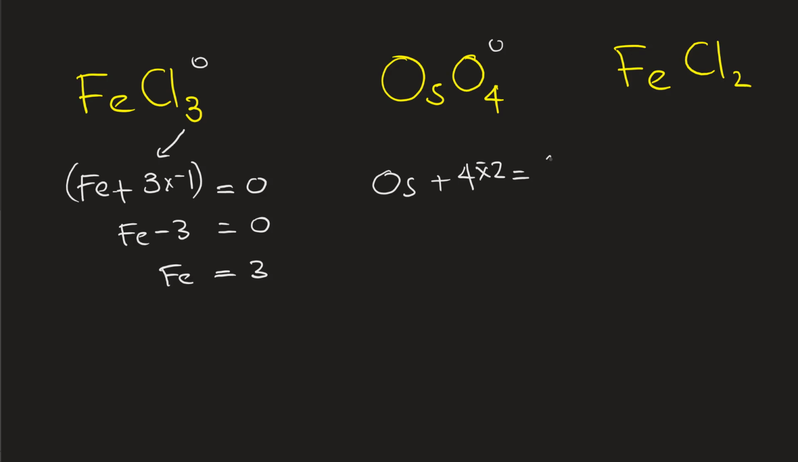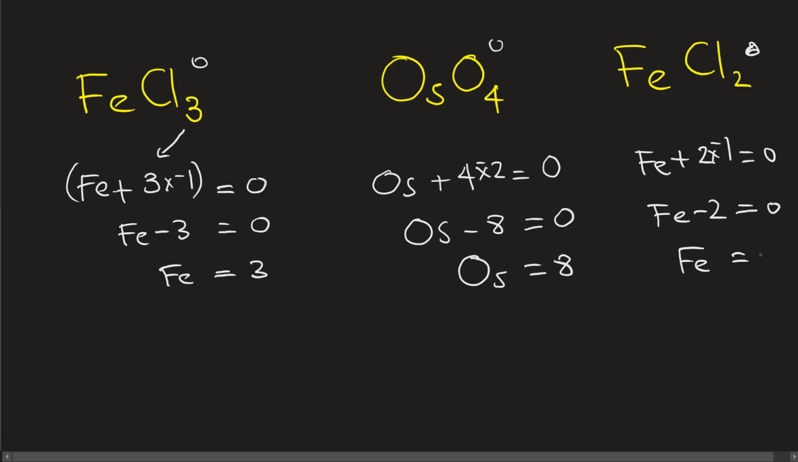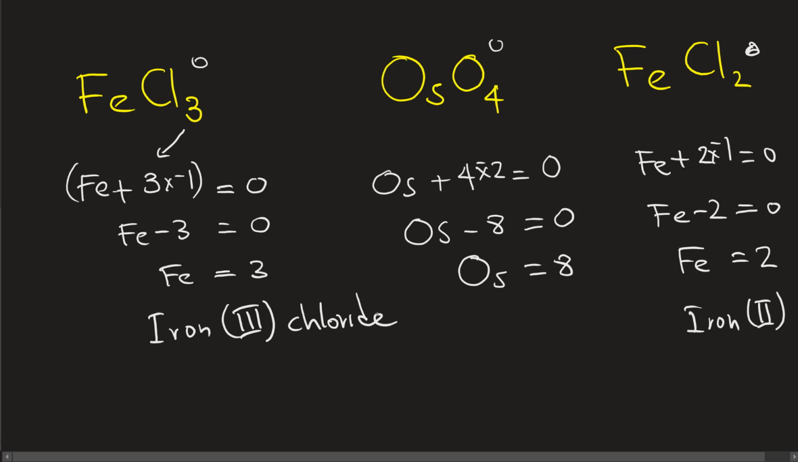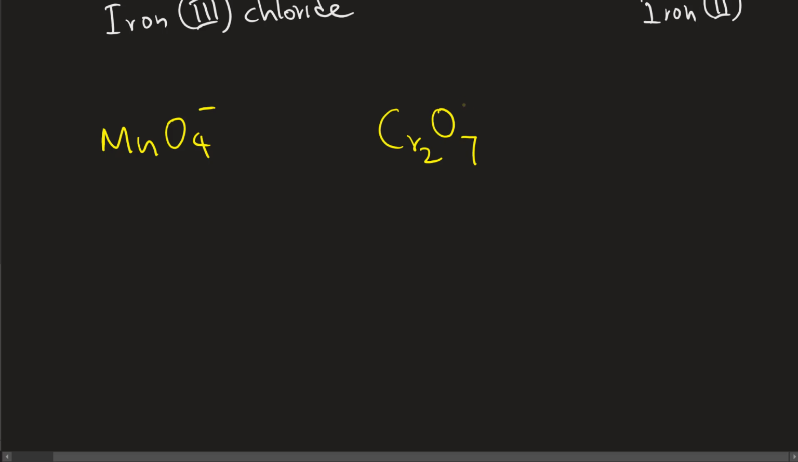So osmium tetroxide, no charge on the species, so it's 0. Osmium plus 4 times -2, osmium - 8 = 0, that's osmium +8, right? And FeCl2 is similar, no charge, so you add the -2, Fe is +2. So if you remember iron(III) chloride, iron(II) chloride, that's how you actually get it.